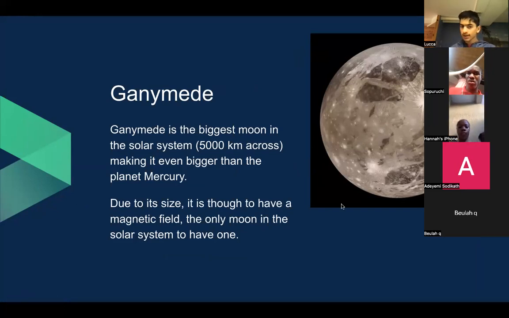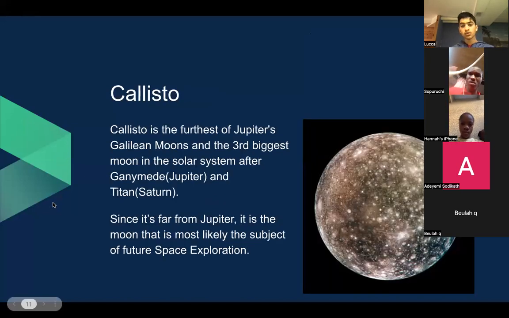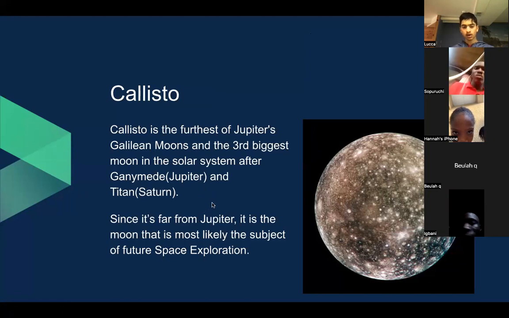We'll now continue to the last one of the Galilean moons, which is Callisto. Callisto is the furthest from Jupiter and does not really get affected by Jupiter's gravity very much. It's the third biggest moon in the solar system, after Ganymede, the biggest, and Titan, one of Saturn's moons, although we might talk about that at a later time. Since it's very far from Jupiter, it's very suitable for landing potential spacecraft, which is why in the future we would choose this moon to eventually land on.